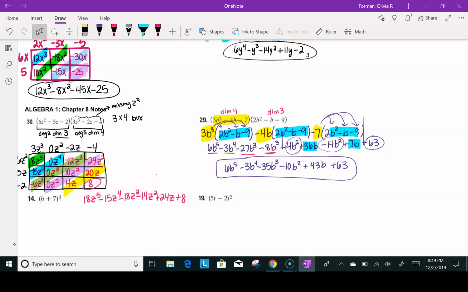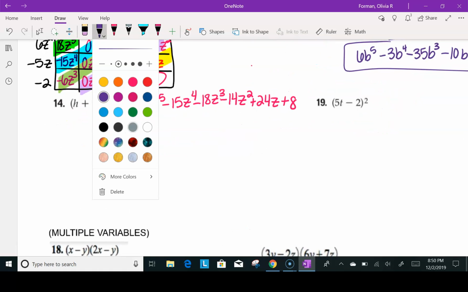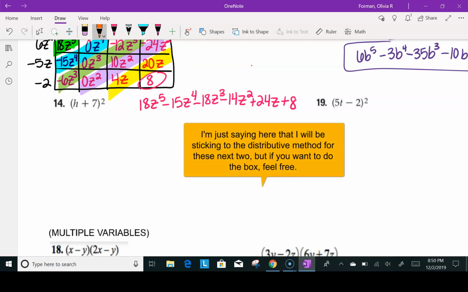So I get it's a lot. There's a lot here. If you need to pause the video, pause it, get it written down, come back to it. Okay? You can do that. We have just a few more examples left. I'm probably going to stick to distributive property, just this horizontal method, for at least 5 of the last 6 here. But if you want to do the box, feel free. I don't want to have you sitting here waiting too long, and it takes me a little longer to do the box. Okay? So number 14.